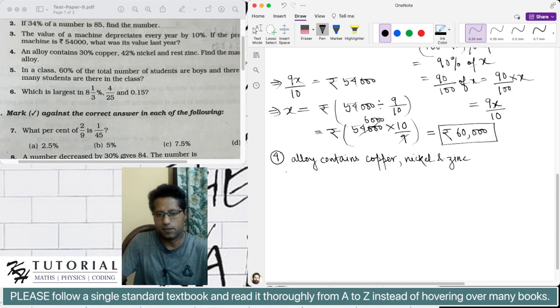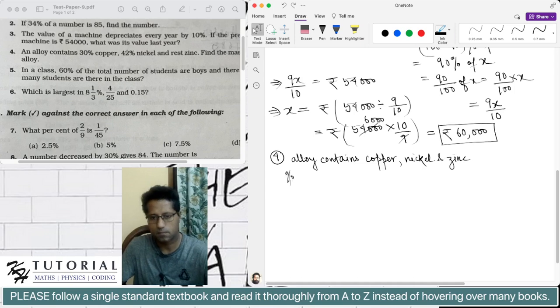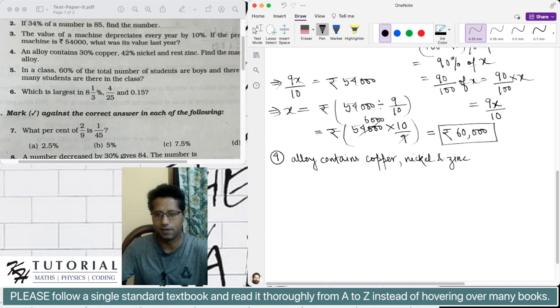My machine is giving problems, it is running very slow. Anyway, alloy contains copper, nickel and zinc.